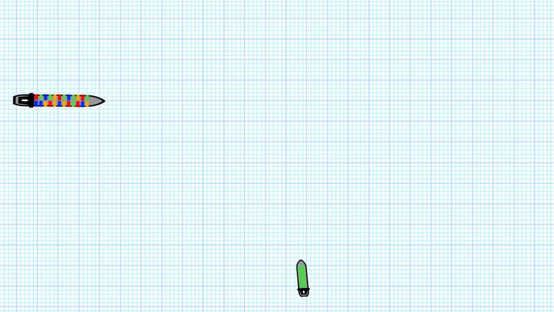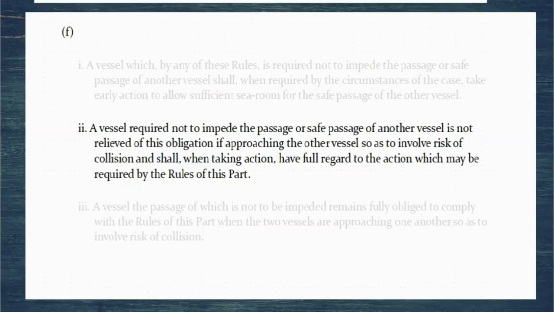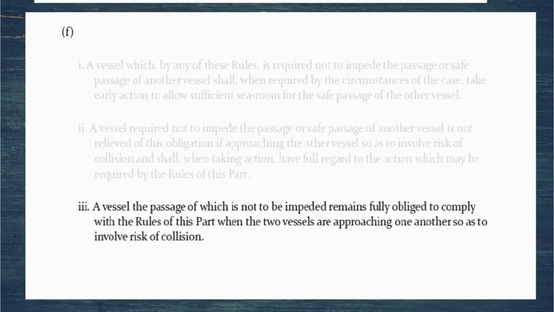What the green vessel needs to do is bear in mind the action that she may take, which is why the typical thing to do would be to make a bold alteration round to starboard and parallel the course of the container vessel. Then the third paragraph just goes on to confirm that again.